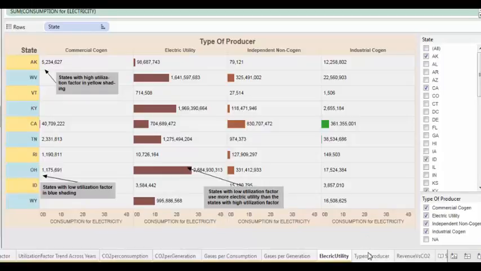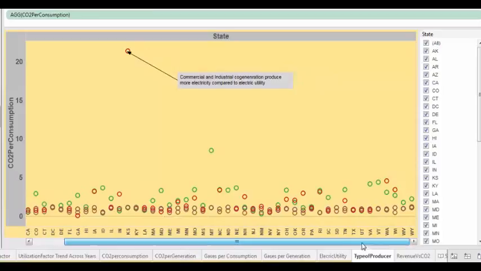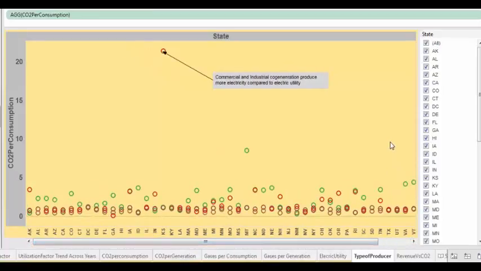From this we can infer that extensive use of electric utility is the main reason for the higher emission of CO2. In addition to that, with this side-by-side circle map, cogeneration, one of the types of producer, is the one which is emitting higher CO2 gases for most of the states. Cogeneration produces both energy as well as heat. That might be the reason for emitting more CO2 when compared to other types of producers.